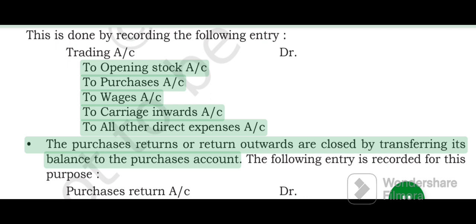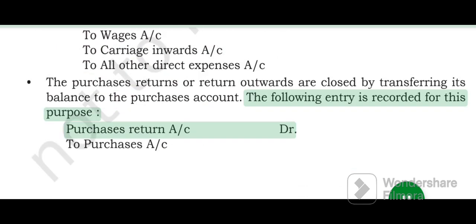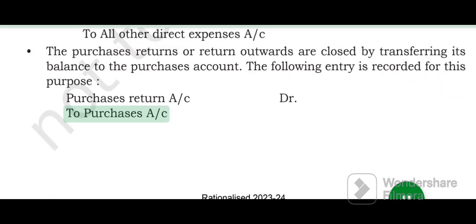The purchases returns or return outwards are closed by transferring its balance to the purchases account. The following entry is recorded for this purpose: Purchases return A/c Dr. To purchases A/c.